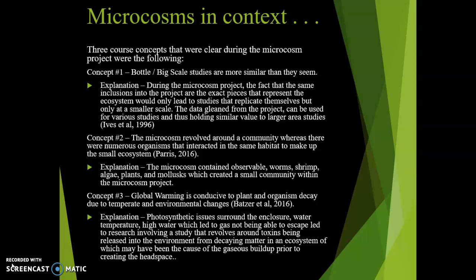Concept number 2, microcosm revolved around a community, whereas there were numerous organisms that interacted in the same habitat to make up the small ecosystem. Paris, 2016. The microcosm contained observable worms, shrimp, algae, plants, and mollusks, which created a small community within the microcosm project.